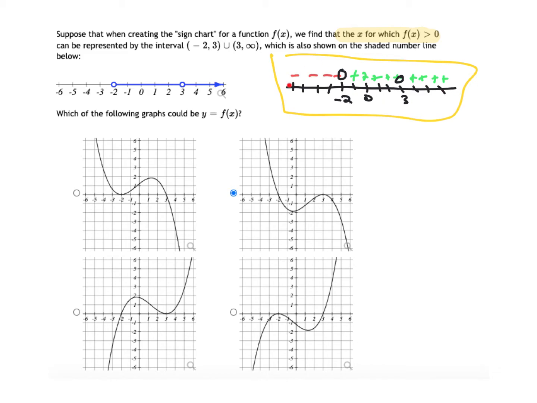Now this is a description of y-coordinates. So this is saying that the y-coordinates are below the x-axis, and then when you get to x equals -2, the y-coordinate is 0. And when you get over here, the y-coordinate is mostly positive, but right at 3, the y-coordinate is 0 again. And now we're just looking for the function that does that.